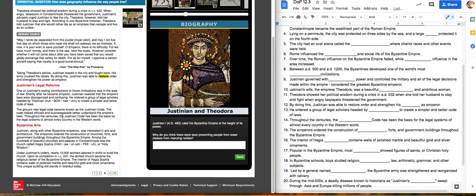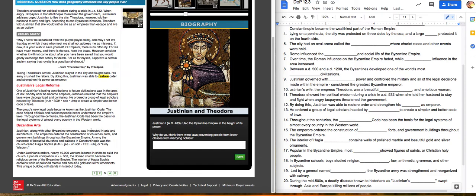Throughout the centuries, the Justinian Code has been the basis for the legal systems of almost every country in the Western world. Hint, hint, guys, us. Okay, so we want to make it simple and honest. That's number 14 in your notes.